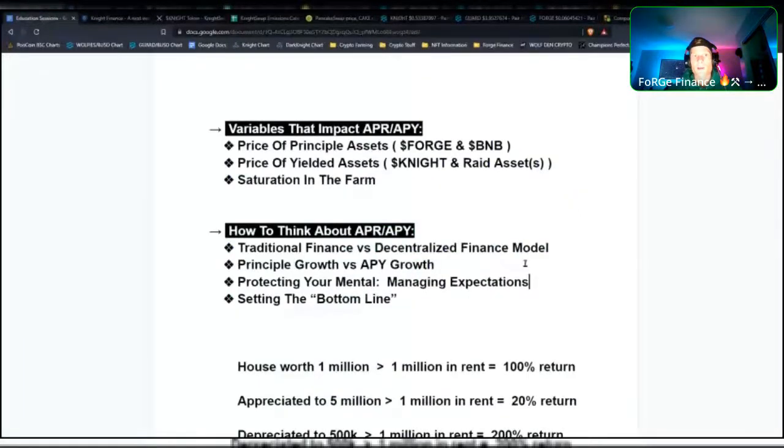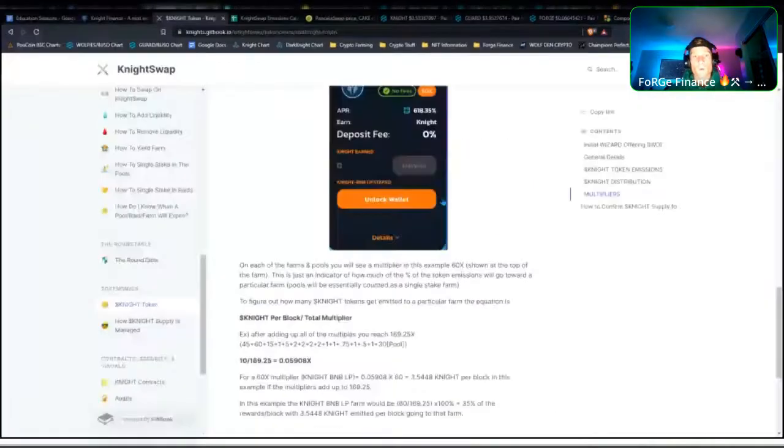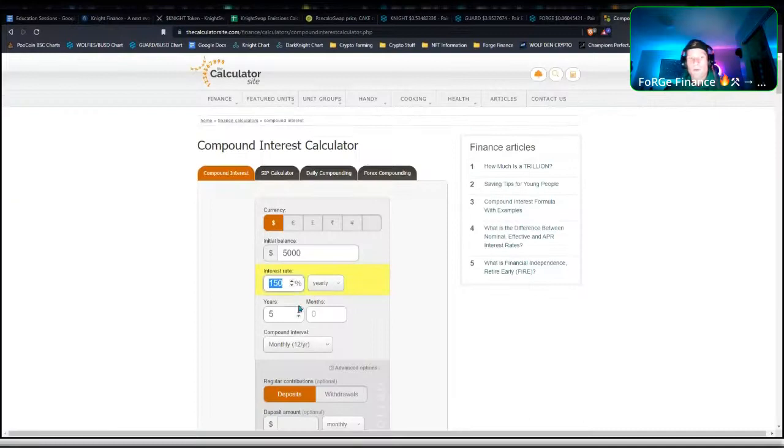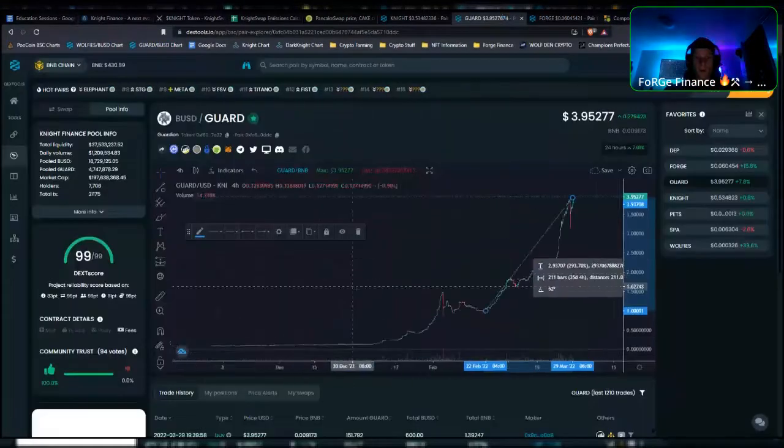So if you manage expectations and you build a base case, what the Wolf Den is doing for Guard BUSD is a base case, and that base case is built on a 70% APY. That APY is built with appreciation of the asset, liquidity mining fees, and your yield. It's taking those things into account, and it's focusing on a 70% APY over time, right? So people who bought Guardian less than a year ago are far ahead of schedule.